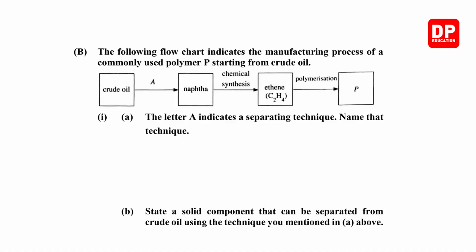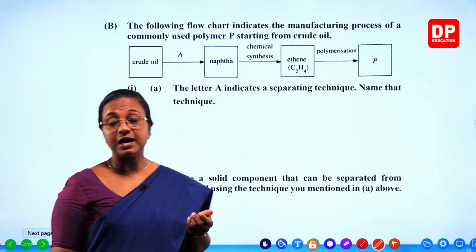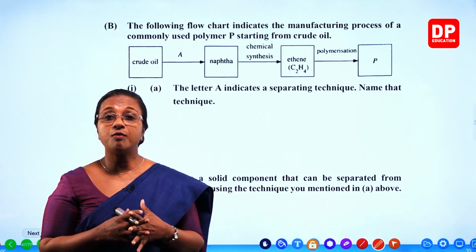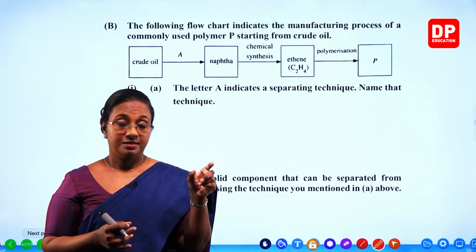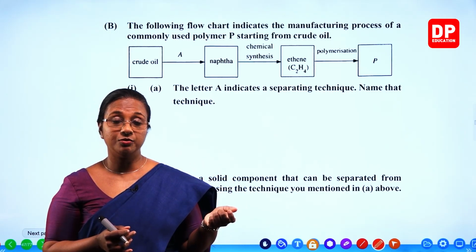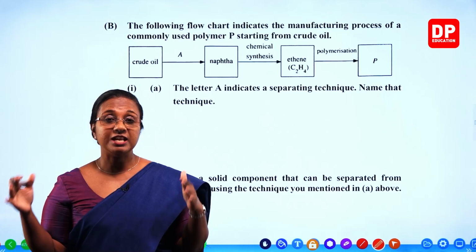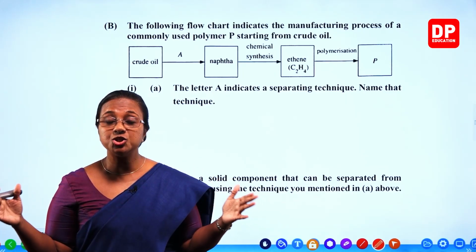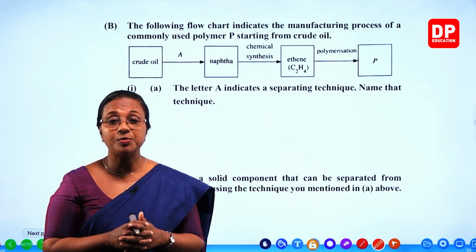B part. The following flow chart indicates the manufacturing process of a commonly used polymer P starting from crude oil. So again, chemistry related. So you know what polymers are. Polymers are large chains which are formed from the polymerization of monomers. Monomers are simple units. Normally, they have a double bond or a triple bond. They are unsaturated molecules. Then only those molecules can form new bonds and form a very long chain which contains a large number of monomer units, and they form the polymer. That process is known as polymerization.